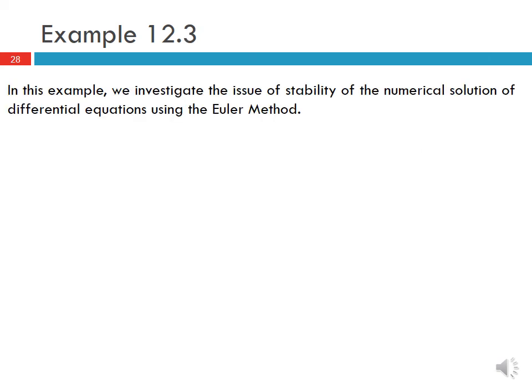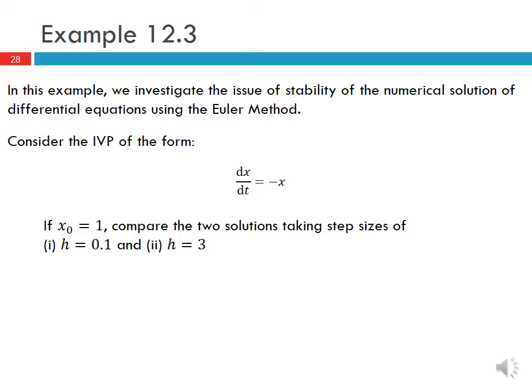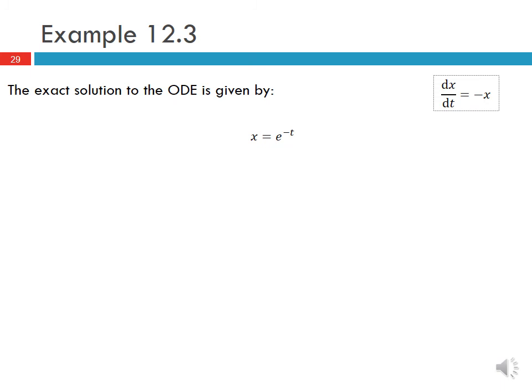So let's consider one more example. In this example, we're going to investigate the issue of stability of the numerical solution of differential equations using the Euler method. So consider an initial value problem of the form shown here: dx/dt is equal to minus x. If x0 equals 1, we want to compare two solutions taking step sizes of first h equal to 0.1 and then h equal to 3. The exact solution of this ODE is x equal to e to the power minus t.